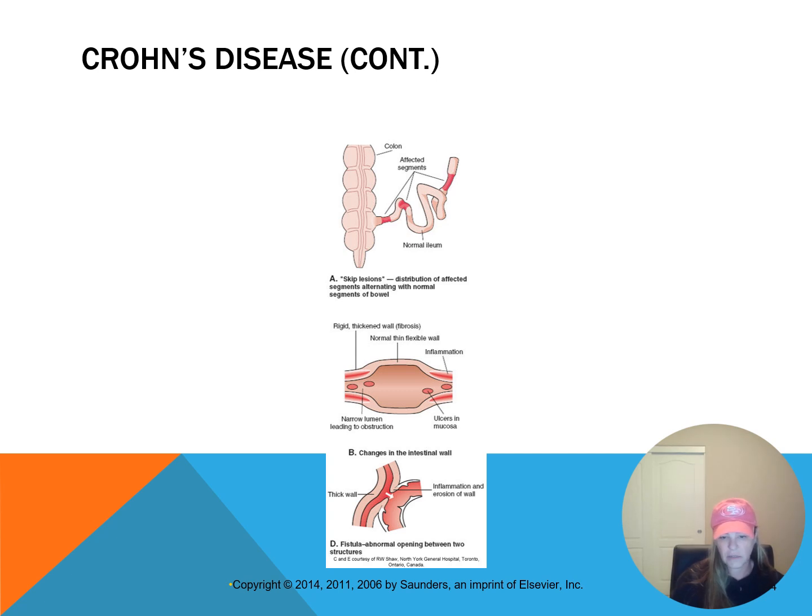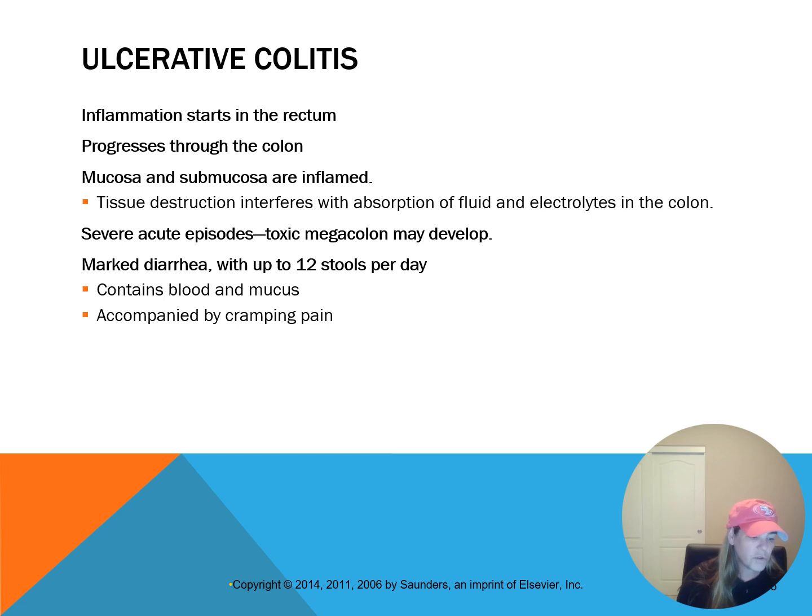There's a nice little diagram in the book of what Crohn's disease looks like. Ulcerative colitis is inflammation that starts in your rectum, so it starts a little lower than Crohn's. It progresses to the colon. Tissue destruction interferes with absorption of fluids and electrolytes in that colon.